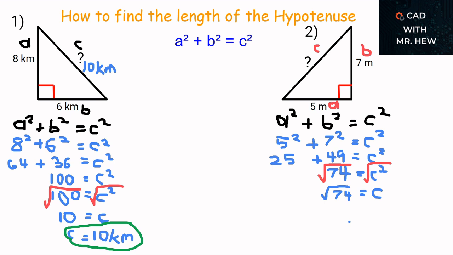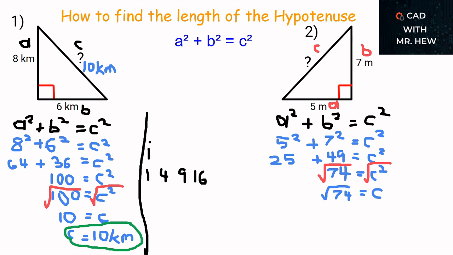No. 74 is not a perfect square. And what do we mean by that? So if we have, well, I'll draw a line here. So if we have 1, 4, 9, 16, right?